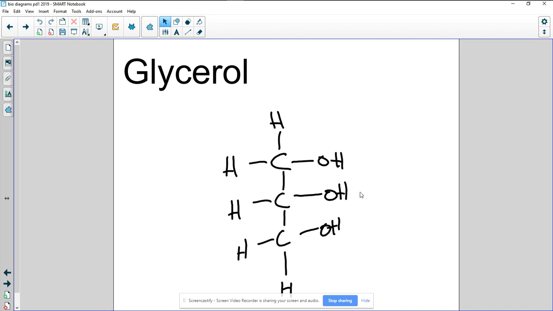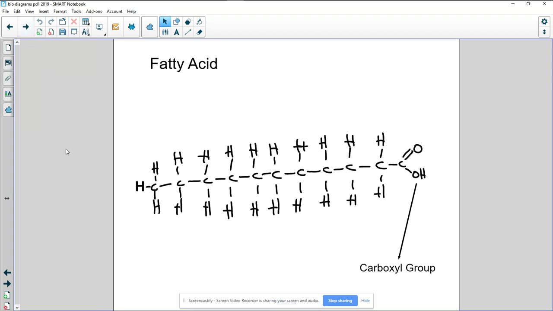Okay, so bonded to each one of these hydroxyl groups, in some cases, is going to be the second component of a triglyceride, which is the fatty acid. So the fatty acid is what puts the fat into, well, whatever kind of fat it is. Here is a simple fatty acid.